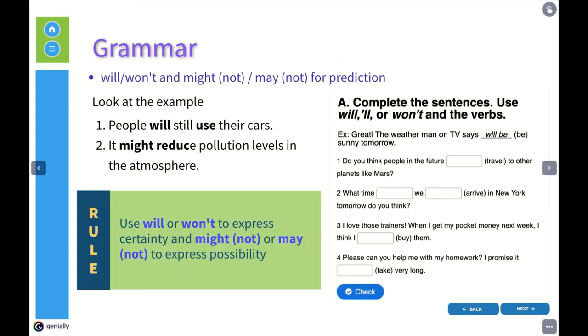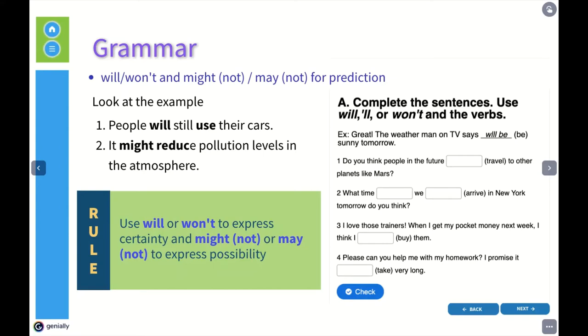Okay, so look at the rule now. We use will or won't to express certainty, and might or may not to express possibility. So you can see that although these modal verbs are used for prediction, they express different degrees of prediction. Will and won't, you use to predict an event, but you are more certain than when you use might or may. When you use might and may, you want to express possibility. Okay, so these are the two differences. And one more thing: when you use will, you use it in positive sentences and in questions. And won't is the negative form of will. The same thing, might not and may not are the negative forms of might and may.